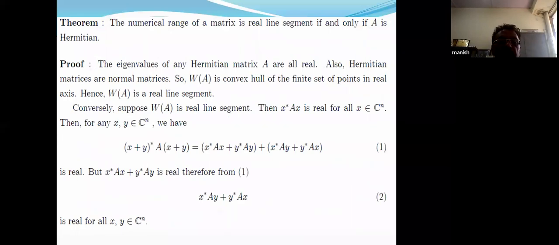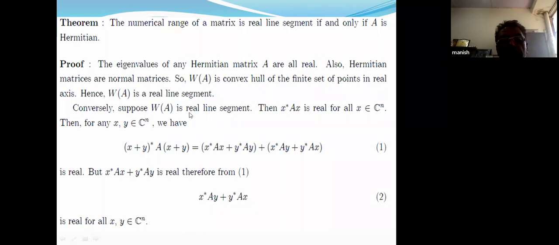One more special case of normal matrices is the Hermitian matrix. The numerical range of a matrix is a real line segment if and only if A is Hermitian. That we have seen: if A is Hermitian, the eigenvalues are all real. Also, Hermitian matrices are normal matrices because they satisfy A star A equals A A star. So the numerical range is the convex hull of a finite set of points on the real axis. Hence, the numerical range is a real line segment.